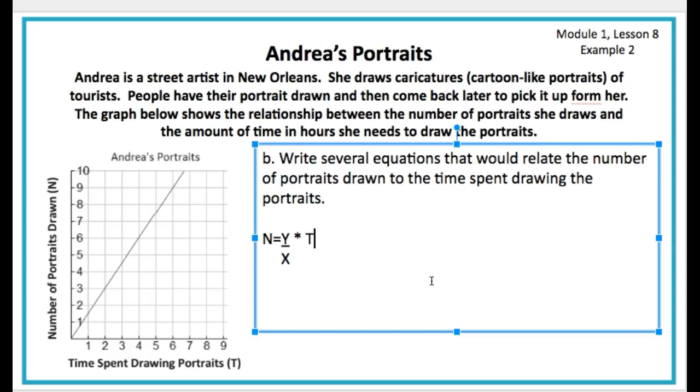So, looking back at our previous examples, n is equal to 3 over 2 times t. N is equal to 6 over 4 times t. N is equal to 9 divided by 6 times t.